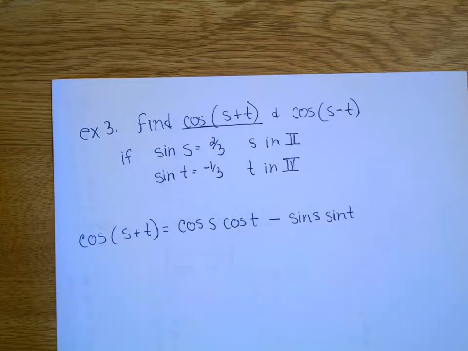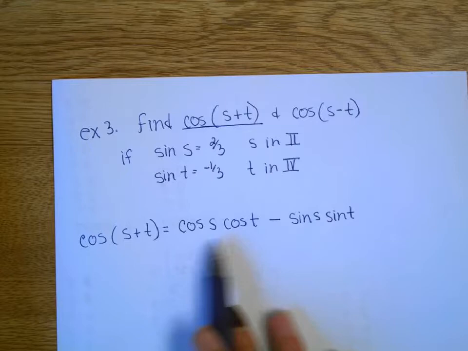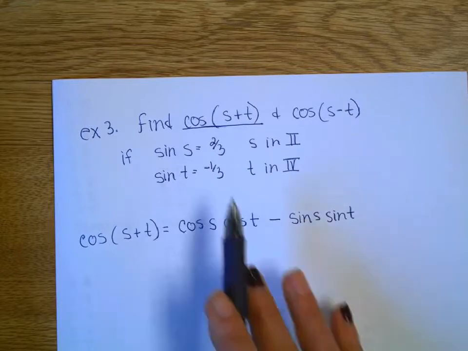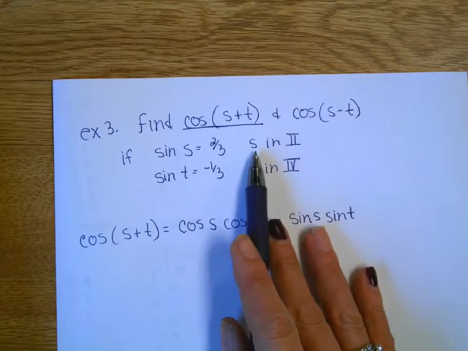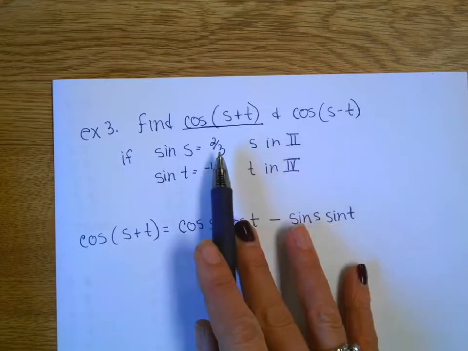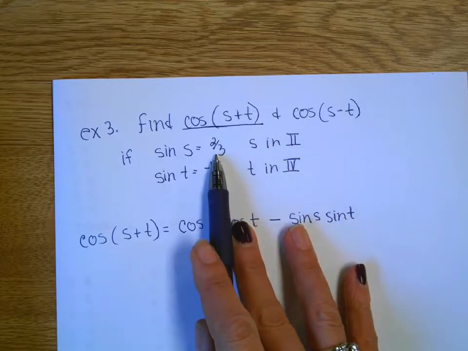What's the cosine of s equal to? That's the sine of s. Oh. So do I know all 4 of them? No. The answer is no. Can I find the cosine values? Yes, because I know what quadrant the angle is in, and I know two sides of the right triangle.